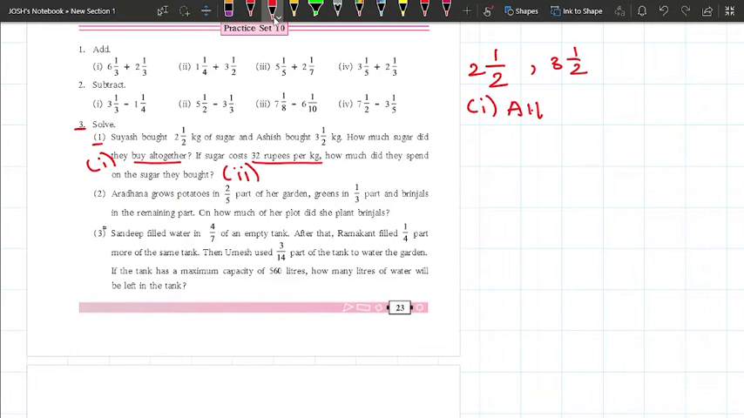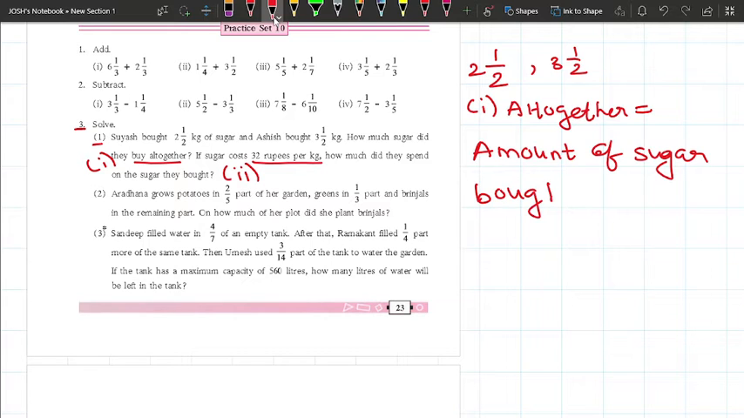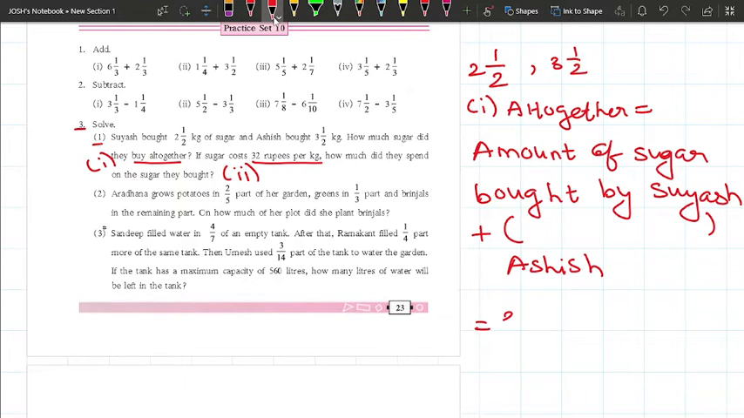Altogether is amount of sugar bought by Suyash plus amount of sugar bought by Ashish, which equals the addition of these two mixed fractions. So first we will convert them to improper fractions.